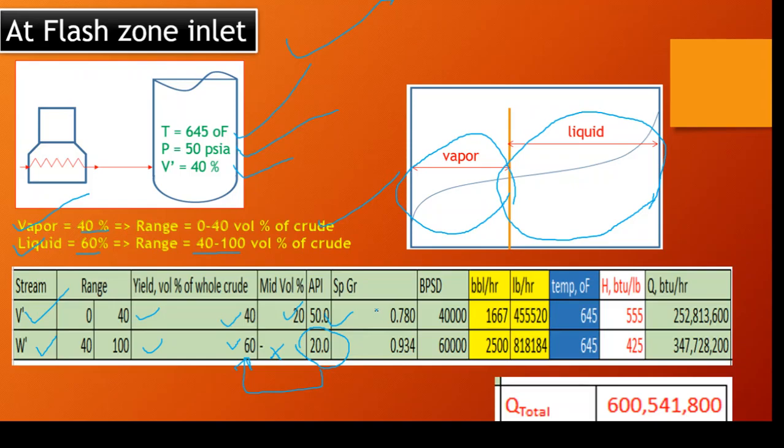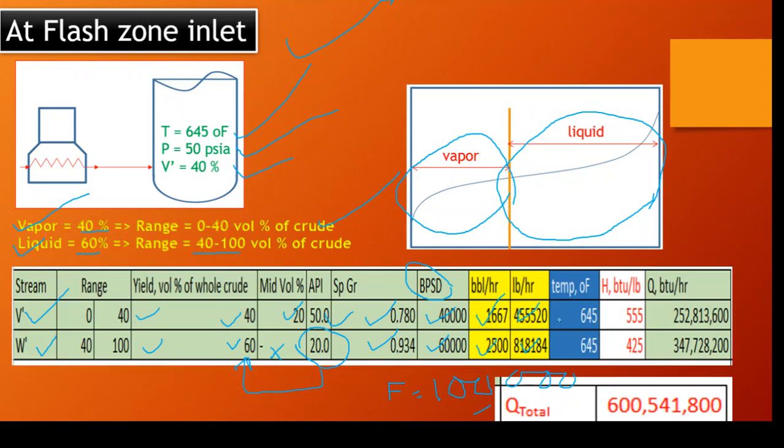Then calculate the specific gravity simply by conversion, and come to the BPSD, that is the flow rate. So we know that the feed is 100,000 BPSD. Feed is given here, 100,000 BPSD. So obviously out of 100,000 BPSD, 40,000 is for vapor and 60,000 is for the liquid. We can find this out through the yield. Then divide by 24 to get barrels per hour. Then we know how to convert it to pounds per hour. It is now converted to pounds per hour.